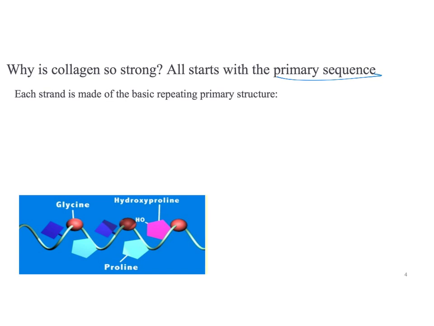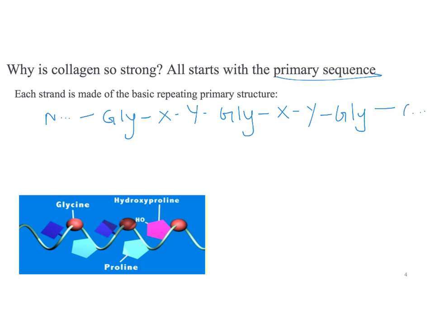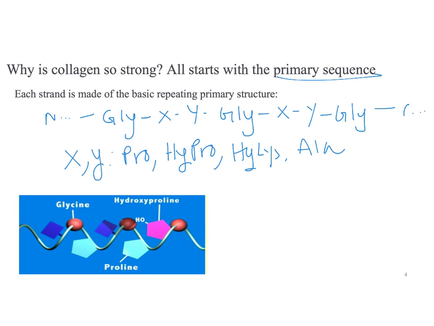Collagen's basic primary sequence is a strand with a very specific sequence that has a glycine every third residue. So this is a strand going from N to C, where glycine is every third residue. X and Y are other amino acids, and they could be proline, hydroxyproline, and I'll draw that for you in a second, hydroxylysine, or alanine. If you look in this cartoon diagram, you'll see that you have a glycine that has no side chain, and then 1, 2, 3, there's another glycine, and then 1, 2, 3 is another glycine.